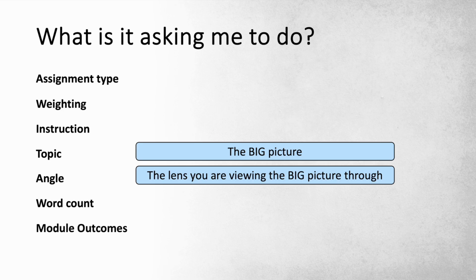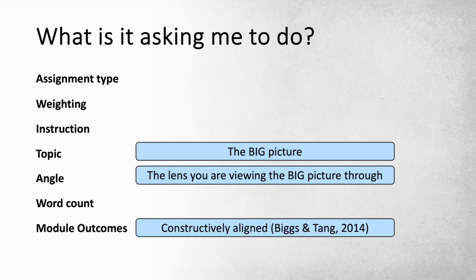Module outcomes. These are the expectations of your assessor. They sit underneath the task description and they are constructively aligned to it. And all that means is the task description evidences the module outcomes. So they make a really great proofreading checklist just before you submit. You can go through them and go, yes, I've hit this module outcome. Yes, I've hit this module outcome.